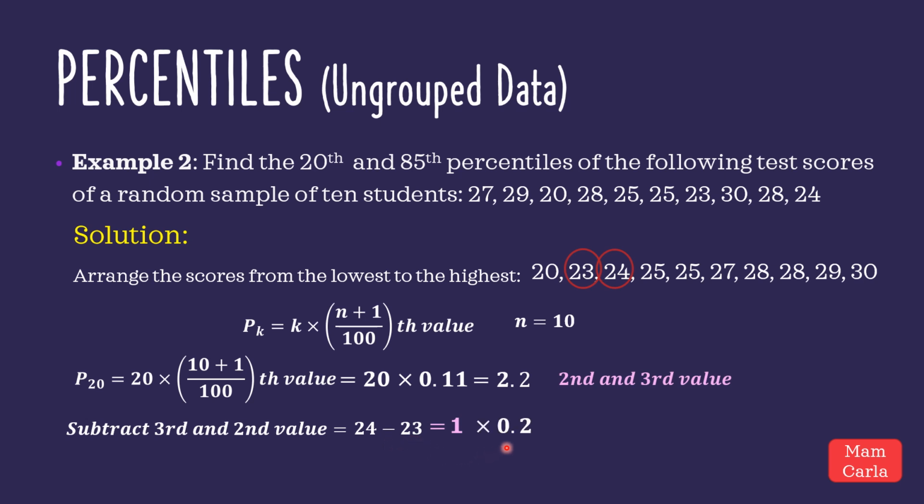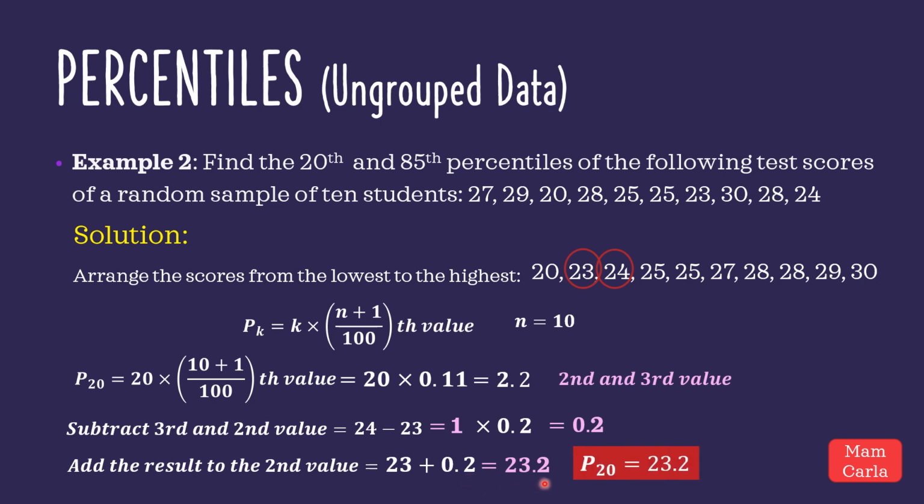And then we are going to multiply 1 by the decimal part of P sub 20, which is 0.2. So the value here is 0.2. Now for the last step, we need to add the result to the second value, and the second value is 23. So we add 23 plus 0.2. So the answer here is 23.2. So it means that the 20th percentile is 23.2.